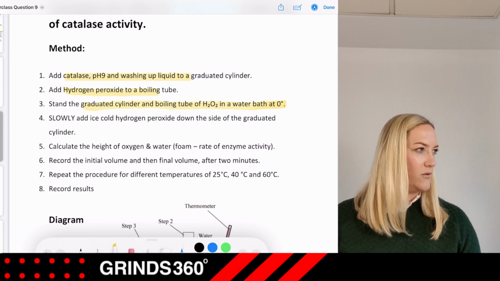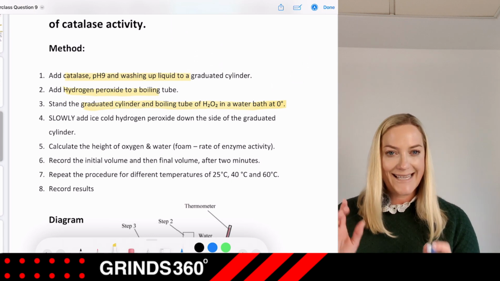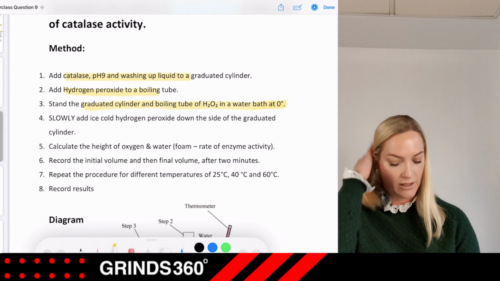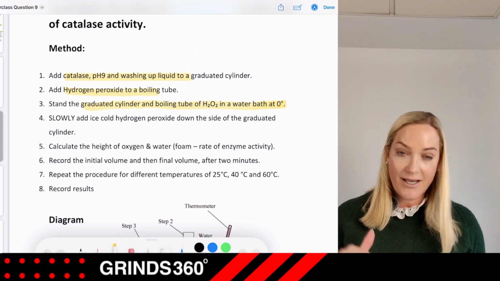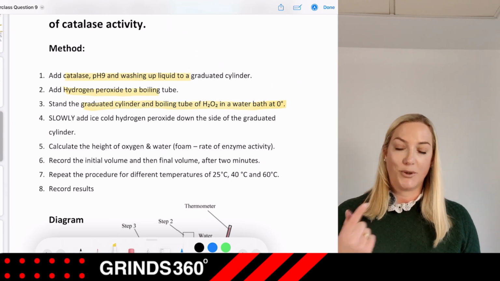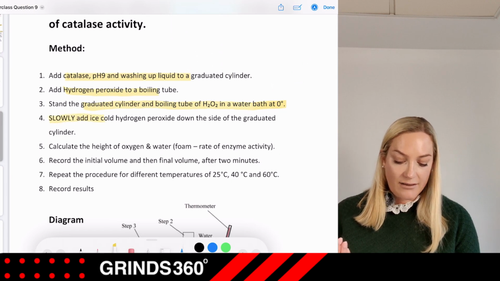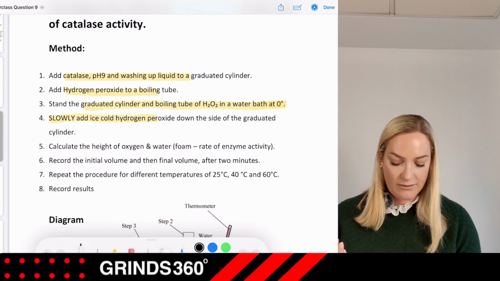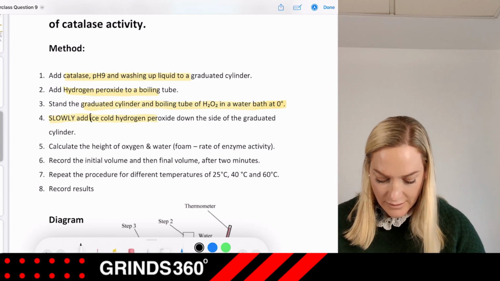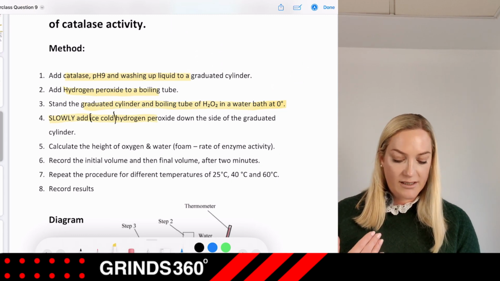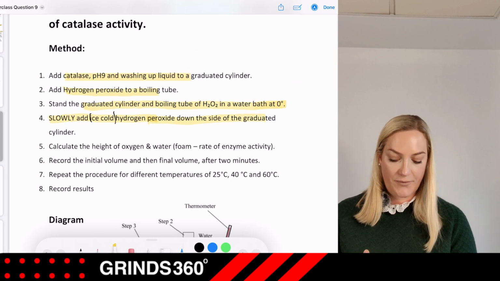So around 0 or 4 degrees. Again, when they both reach that, then at 0 degrees, are you going to get your hydrogen peroxide up? No. So you slowly add the hydrogen peroxide, or ice cold hydrogen peroxide. It doesn't need to be ice cold, I'm going to bracket that off. Slowly add the hydrogen peroxide down the side of the graduated cylinder.